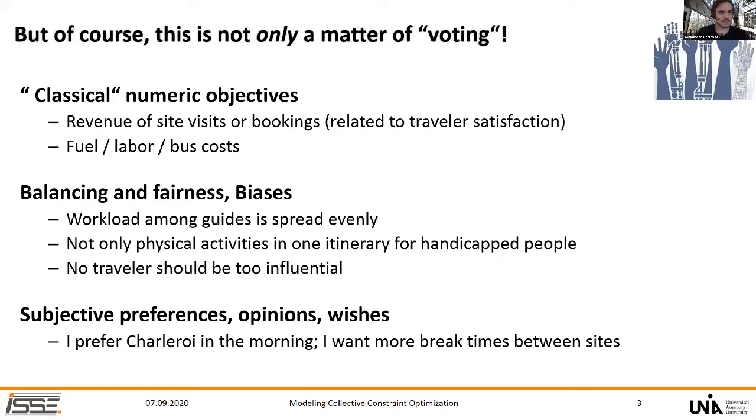So I'd like to see the sunrise in Charleroi in the morning, or another person wants more breaks, whereas another one wants to see more sites on a given day. There is no clear way to break this down into one numeric function, or even a number of numeric functions as in multi-objective optimization, that makes this really transparent, how we aggregate all of these preferences and what will be the outcome.